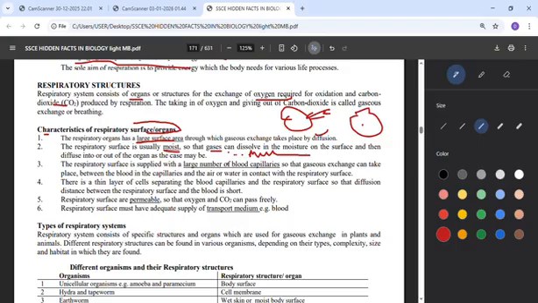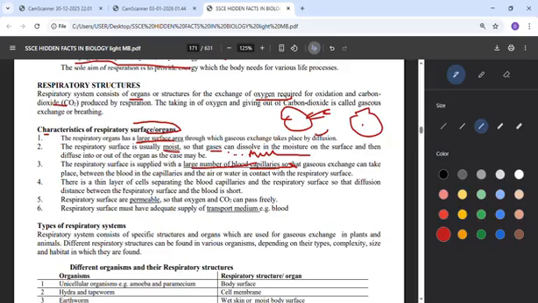Number three, the respiratory surface is supplied with a large number of blood capillaries. Blood capillaries must be enough. Why? Because that's where the oxygen will be passing to the blood. Oxygen must go to the blood. It's the blood that has to supply every part of the body. So this particular source is very important. That means where the oxygen is coming from. So there must be a large number of capillaries that will be pumping blood or using the blood to move the oxygen.